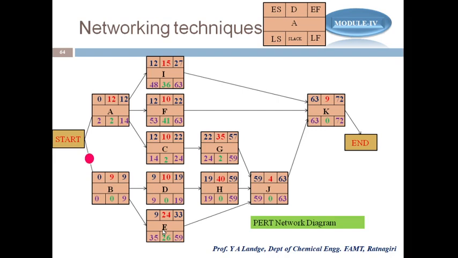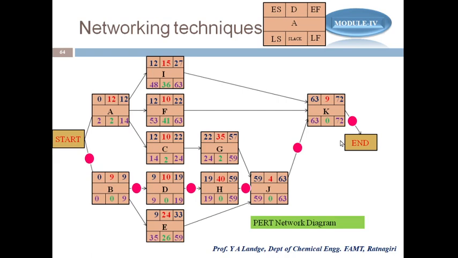So first I join B and D, because the slack of B and the slack of D is 0. Similarly, I join H as the slack of D and H is 0. Similarly, I join J, whose slack is 0, and then I join J and K, where the slack of K and J is 0, and then N. Now what is the critical path? Whatever is shown by the solid line, this is the critical path, because the slack value is 0.